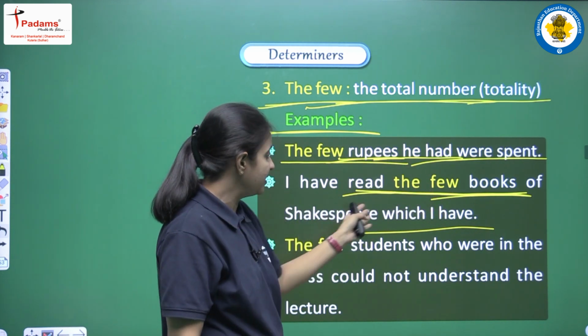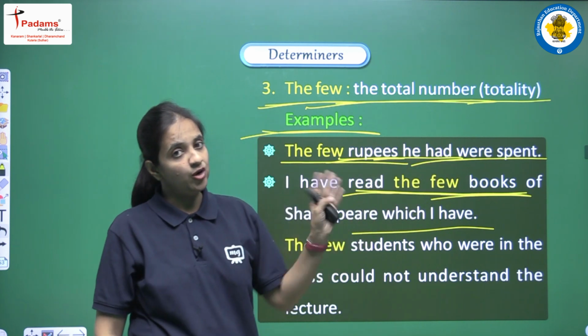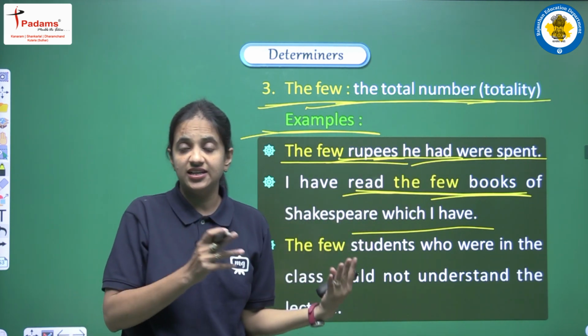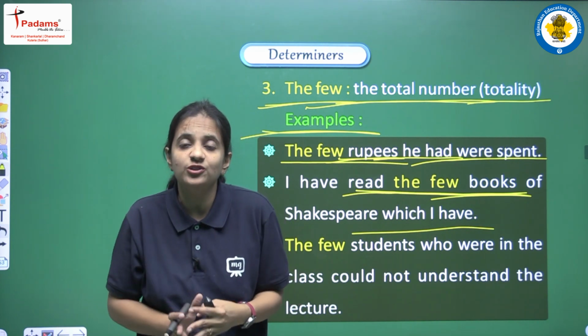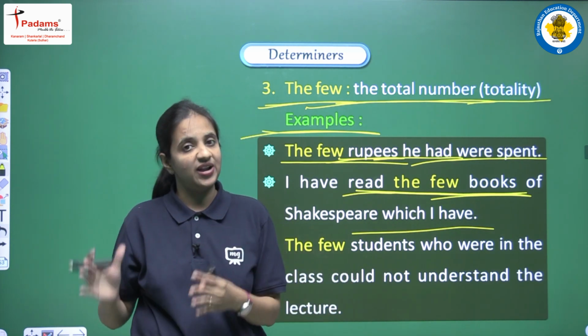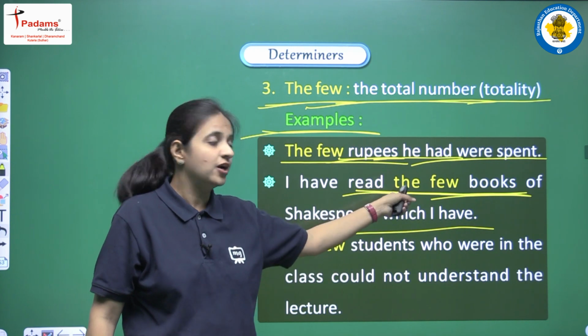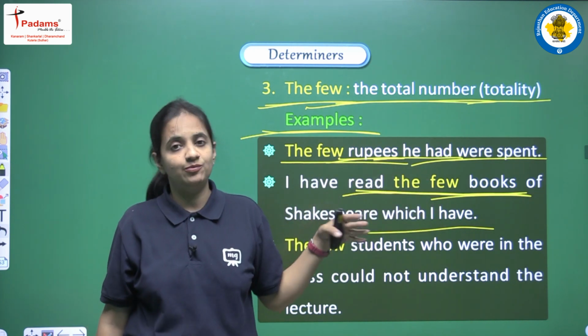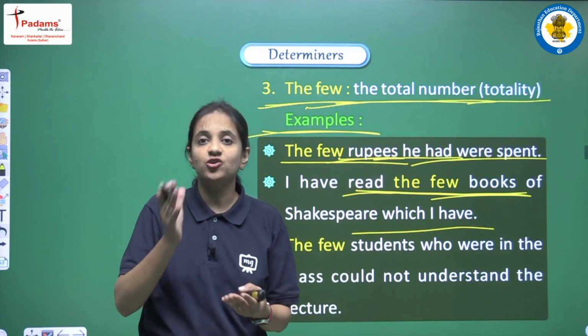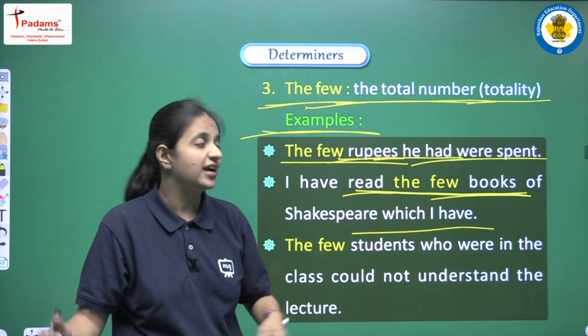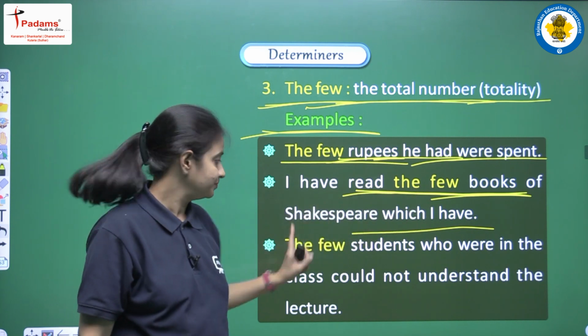जो Shakespeare की लिखी हुई जितनी भी books थी. I am not talking about this बोलते हैं कि वो कम थी, ज़्यादा थी. I am saying that जितनी भी books थी, totality of that book that I have read. So this is the reason I am using the few in this sentence, and with the help of the few we are showing the total number, we are showing the totality of that noun, that is books, in this sentence.